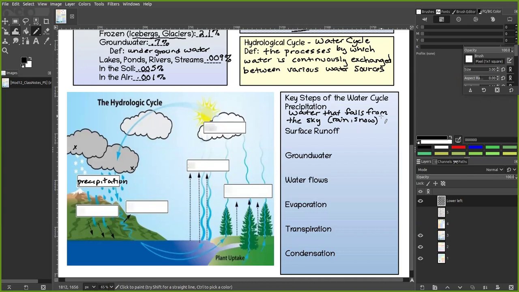Now you've got a couple different things that the water does once it falls to earth as precipitation. One, it soaks into the earth, and that's called groundwater. The other thing is, and you can see it's actually pointing at the water that's flowing off in a stream, is called surface runoff. Okay, what is surface runoff? It's just that liquid water that runs along the top of the land, and it usually ends up in streams.